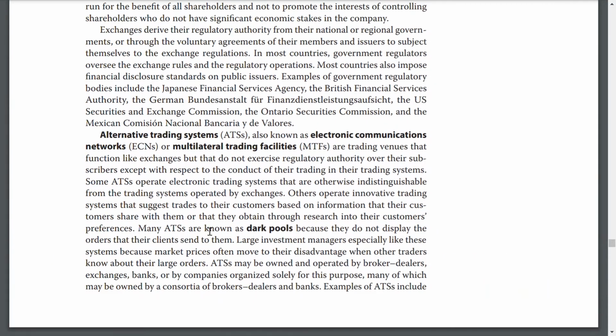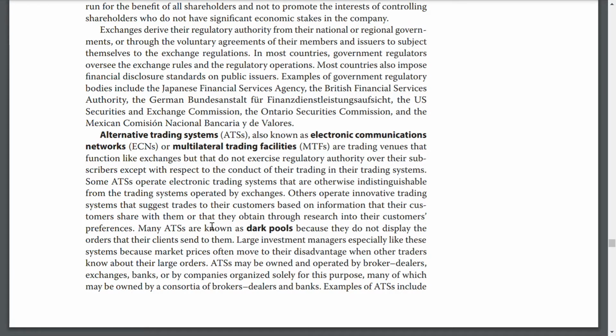Alternative trading systems, or ATSs, also known as electronic communication networks, or ECNs, or multilateral trading facilities, or MTFs, are trading venues that function like exchanges but do not exercise regulatory authority over their subscribers, except with respect to the conduct of trading in the trading systems. Such ATSs operate electronic trading systems that are otherwise indistinguishable from the trading systems operated by exchanges.